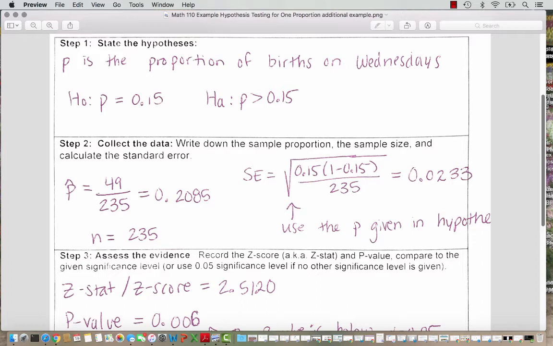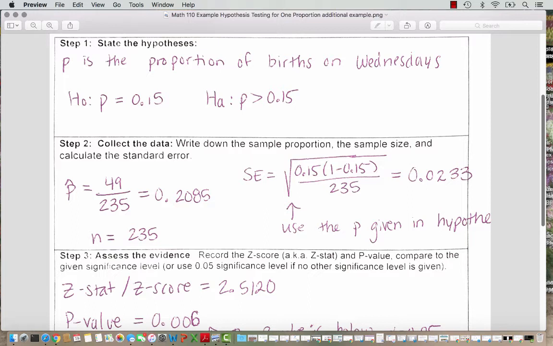And then we're going to calculate the standard error. Since we have 0.15 as the given value in the claim, we use that in our standard error. If we use the sample proportion value, that would be called the estimated standard error. So calculating out our standard error here with 0.15 times 1 minus 0.15, divided by 235, and then square rooted, we get 0.0233 after rounding to 4 decimal places.